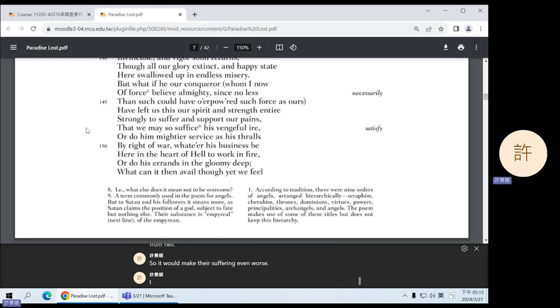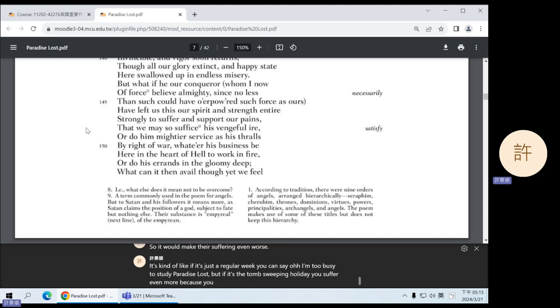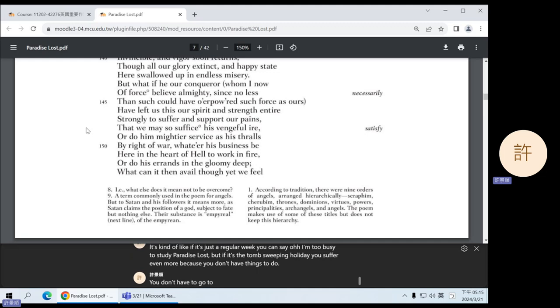It's kind of like, if it's just a regular week, you can say, oh, I'm too busy to study Paradise Lost. But if it's the tomb sweeping holiday, you suffer even more because you don't have things to do. You don't have to go to class, but you still have to study. Okay.